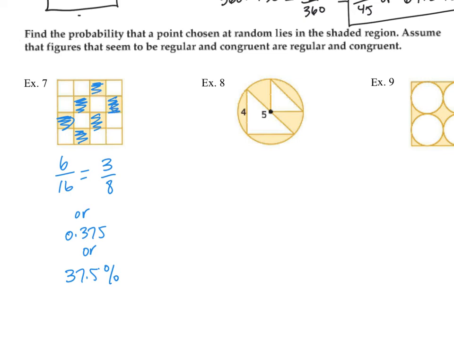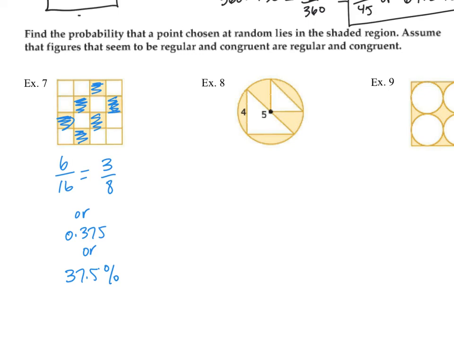Okay, on example 8, likewise, you might want to shade in this part that you can see is yellow on the video, but it didn't copy very well on your copy of the notes. So shade that in, and then let's find the probability of a point chosen at random actually landing in this shaded area. Well, we're going to have to write a ratio, and we're going to take the ratio of the shaded area to the area of the entire circle.